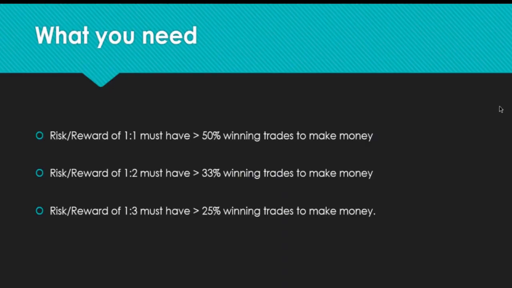The strategy may I teach you, and here things that the most important part, that not it's me who write it or someone, that very common in the world of trading. In the risk reward 1-to-1 must have 50% winning trade to make money, to be profitable trader. In risk reward 1-to-2 must have 33% winning trade to make money. In risk reward 1-to-3, that our case, must have 25% winning trade to make money.